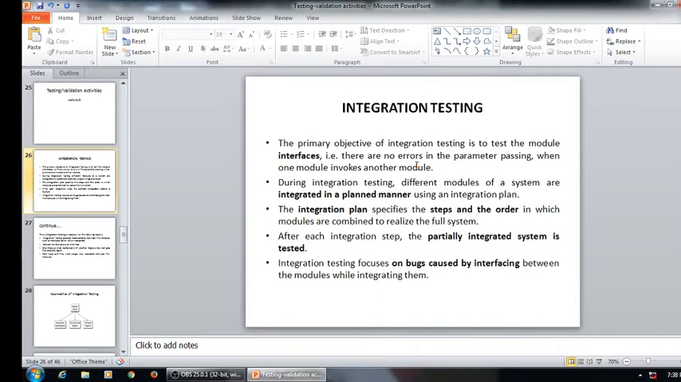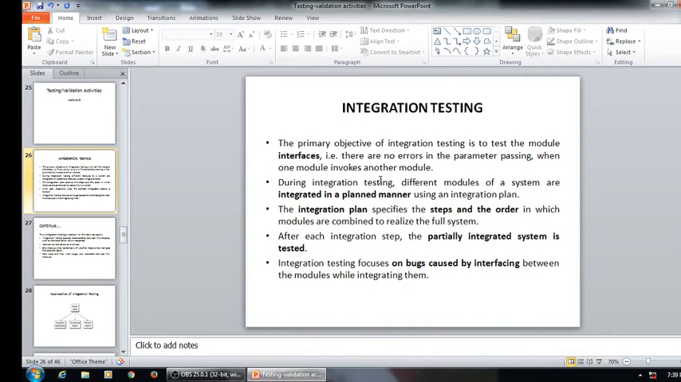Now, the second one is your integration testing. So what do we mean by integration testing? Integration testing is to test the module interfaces. That is, there is no error in the parameter passing when one module invokes another module. In simple terms, integration testing is to check the interface or the parameters which are being shared between the modules. Remember the module dependency graph?